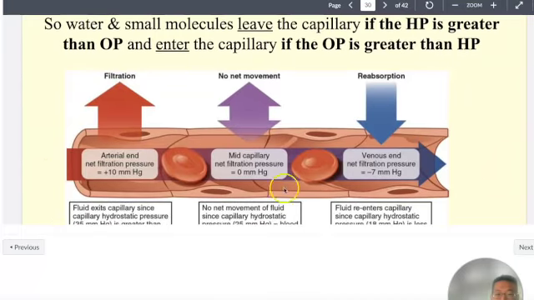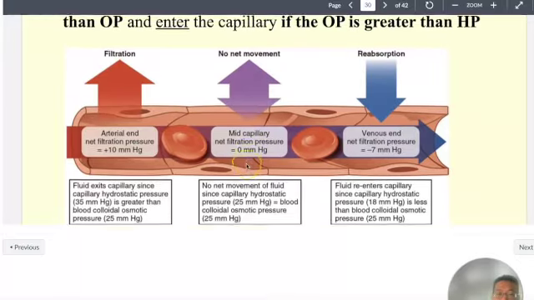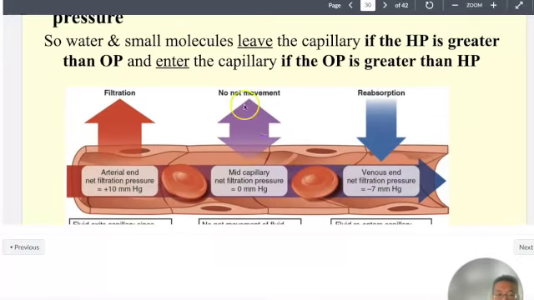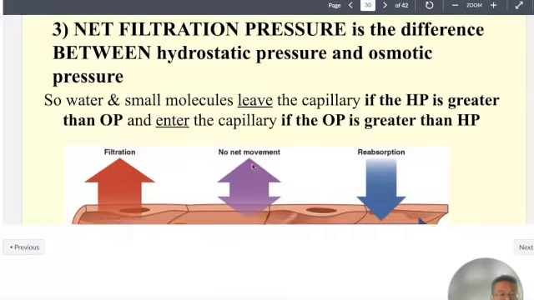so it will pull or attract fluid into the capillary for reabsorption. So again, the difference of osmotic pressure here. If something happened, whether there is too much on the outside, it will push, whether it pushes in or reabsorbs. And here there's no difference, so there is no movement. This is like an isotonic solution.